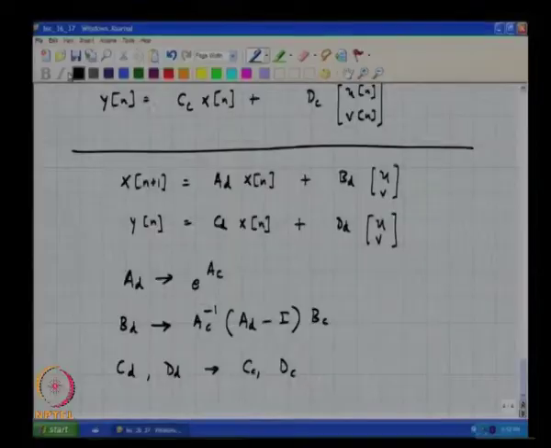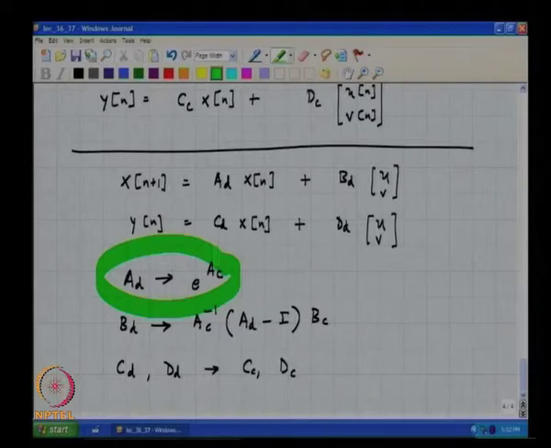When we were discussing this in the context of loop filter design, we said that if the discrete time loop filter prototype has a pole at P1, the continuous time loop filter must have a pole at ln of P, and that is being reflected here also, because the eigenvalues of AD and the eigenvalues of AC are exponentially related, because AD is exponential of e to the AC. You understand?